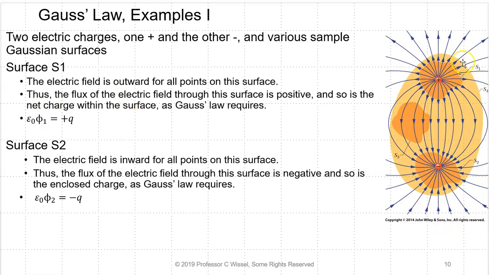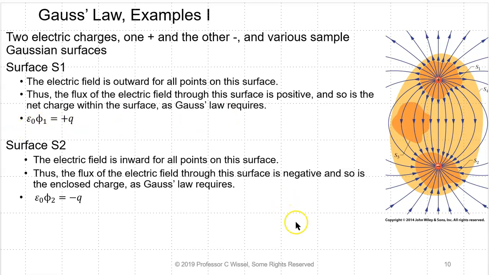Surface S1, which is the one up here, encloses a positive charge. The electric field around a positive charge is outward. So the electric field here is outward for all points on this surface. Now think of this as a three-dimensional surface. Thus the flux of the electric field through this surface is positive. So the net charge within the surface, as Gauss's law requires, is epsilon naught phi 1 equals positive Q.